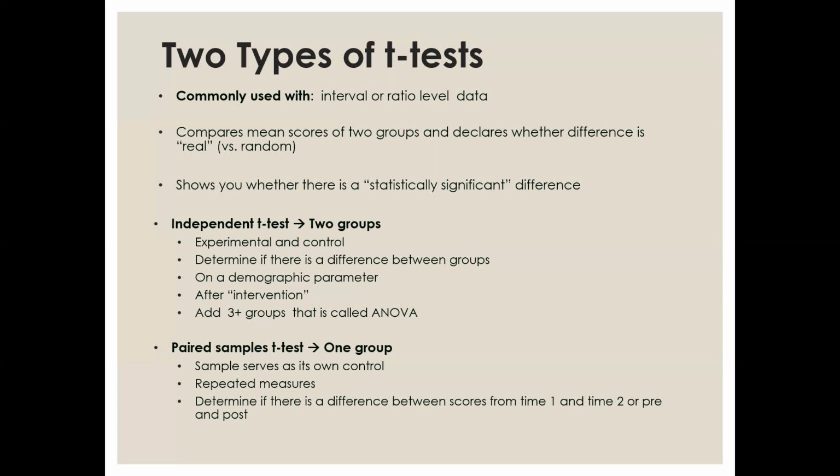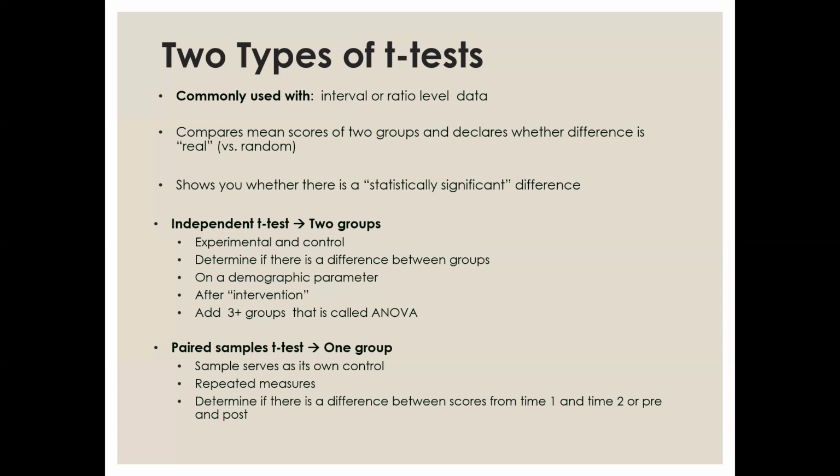Two groups that should be independent. So think about experimental and control groups. These two groups should be very different and they should be very independent and separate. Therefore, you do a t-test that is an independent t-test. And you want to see if there's a difference between groups.